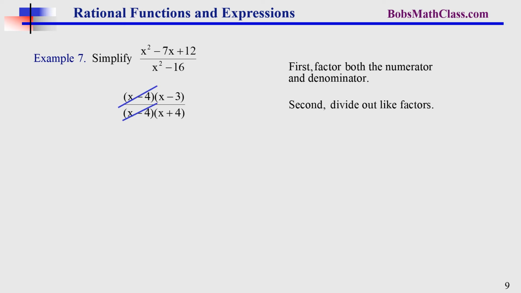Now what's left? An x minus 3 on top and an x plus 4 on the bottom. You don't need to leave it in parentheses. There's nothing to be multiplied by it, so that's our final answer.